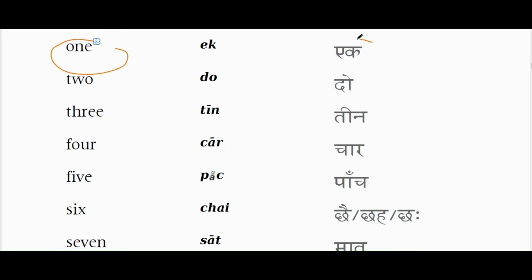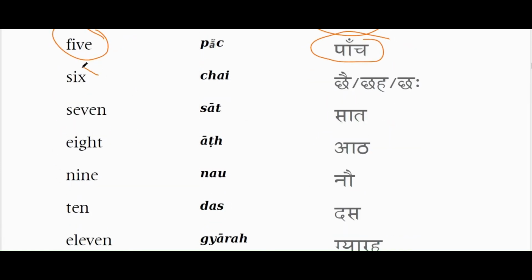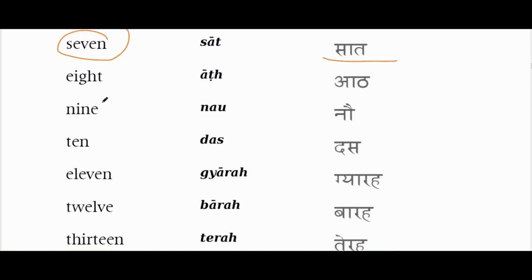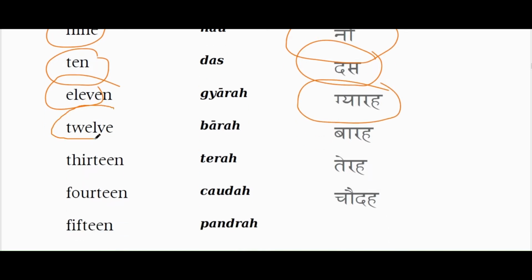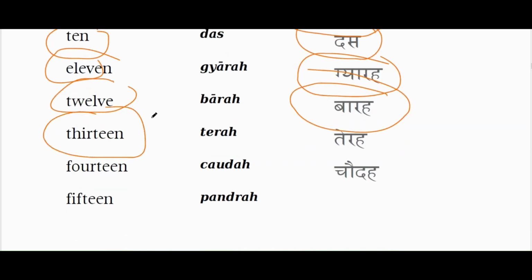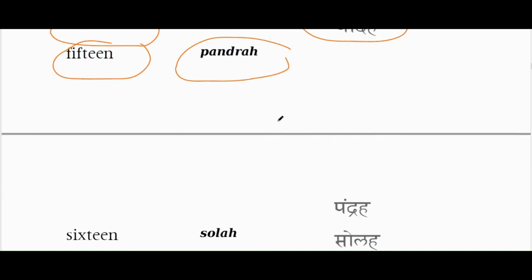One, एक, two, दो, three, तीन, four, चार, five, पाँच, six, छह, seven, सात, eight, आठ, nine, नौ, ten, दस, 11, 12, 13, 14, 15.